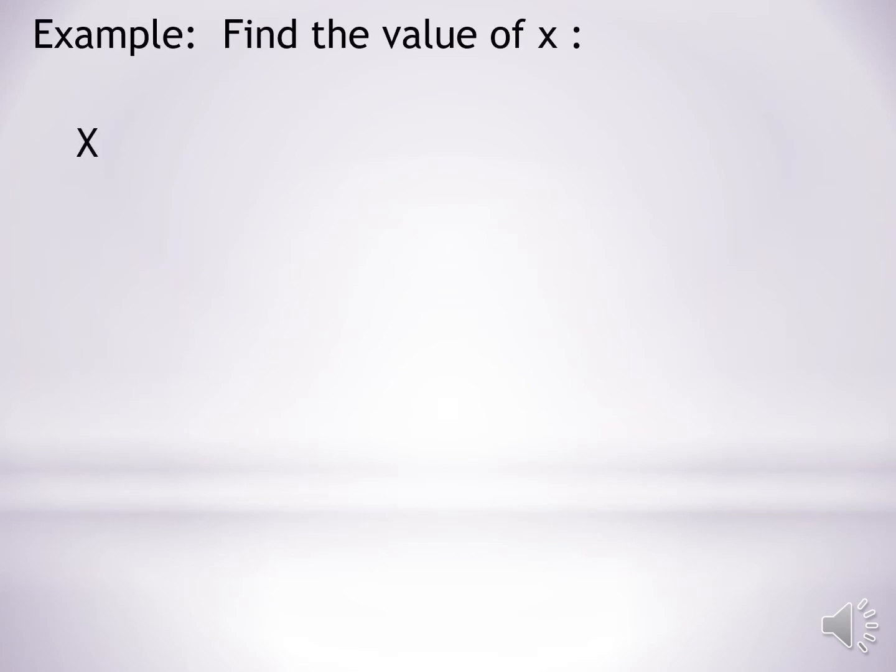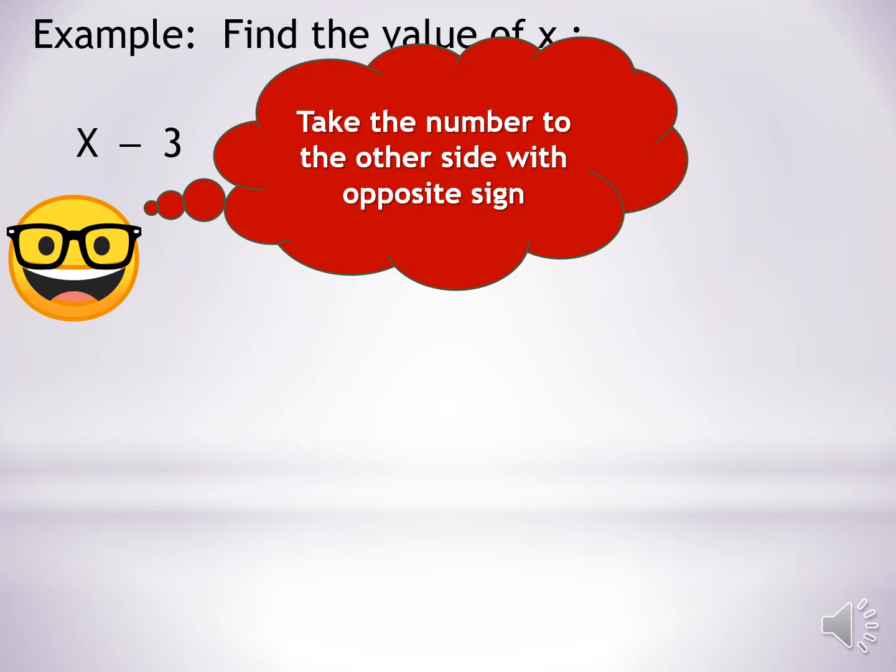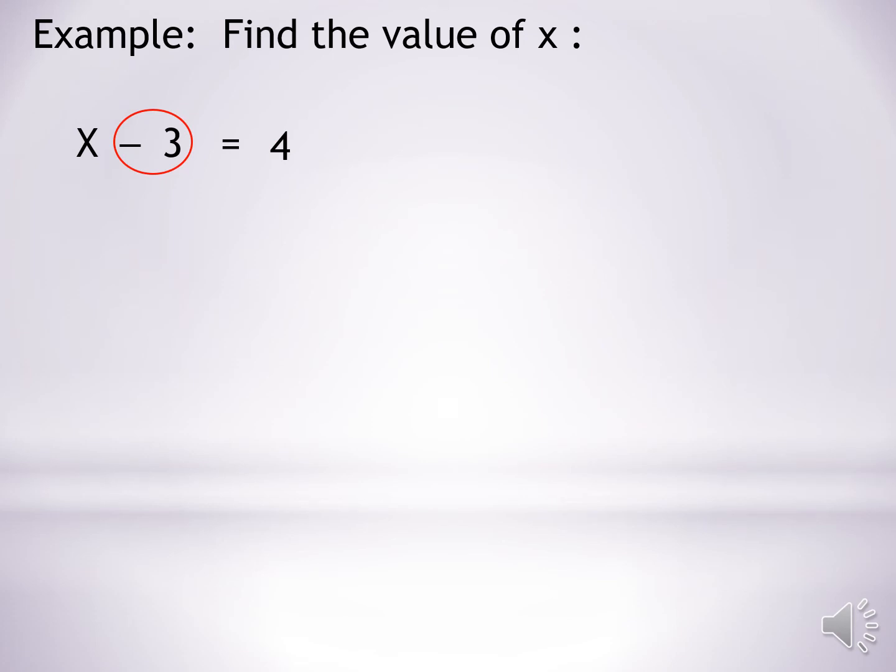Another example, find the value of x. x minus 3 equals 4. Again, I will take the number to the other side with the opposite sign. So I will circle my number and the sign, and I will take them to the other side with the opposite sign. The opposite of subtraction is addition, plus. So it will be 4 plus 3. So x equals 4 plus 3 equals 7. So x equals 7. This is the solution of my problem, or the value of x.